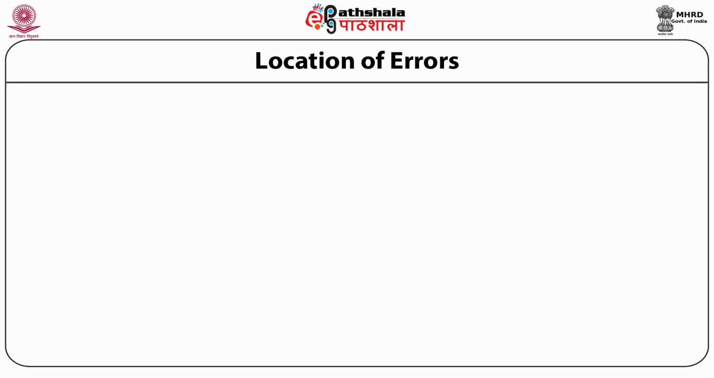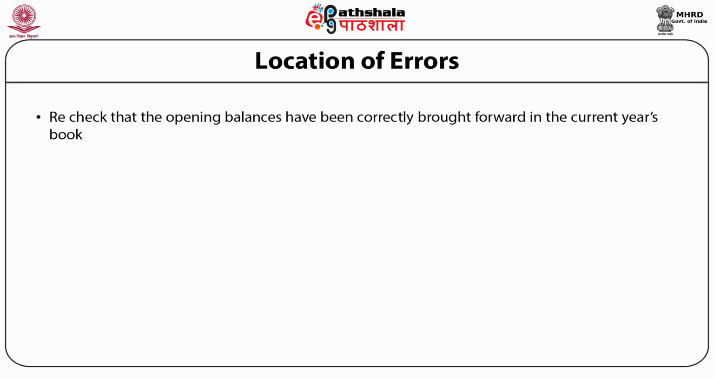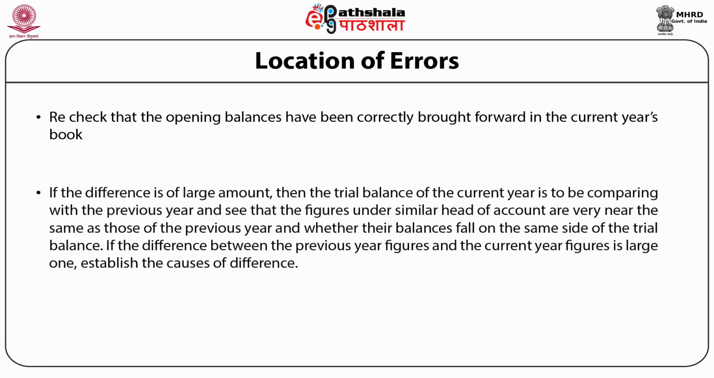Location of errors. Recheck that opening balances have been correctly brought forward in the current year's books. If the difference is of a large amount, then the trial balance of the current year is to be compared with the previous year's, and see that the figures under similar heads of account are very near the same as those of the previous year, and whether their balances fall on the same side of the trial balance. If the difference between the previous year's figures and current year's figures is a large one, establish the causes of the difference.